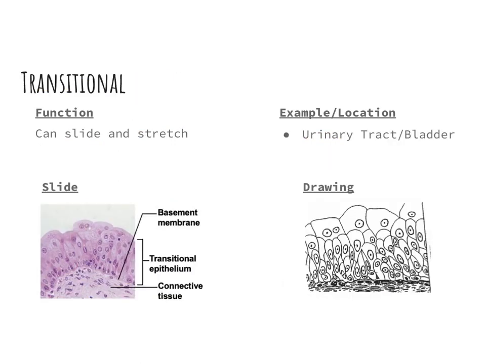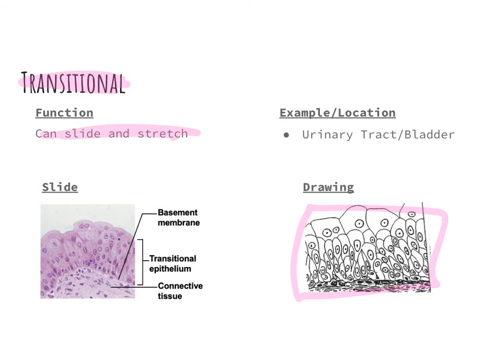Okay, and the final epithelial tissue we'll talk about is called transitional. Transitional, you'll notice, doesn't fall under that two-name naming system because it's a little bit different than the other ones. You can see in the image, it doesn't follow any of the typical shapes. They're kind of almost blob-like looking cells. And what's special about transitional tissue is that it can slide or stretch.